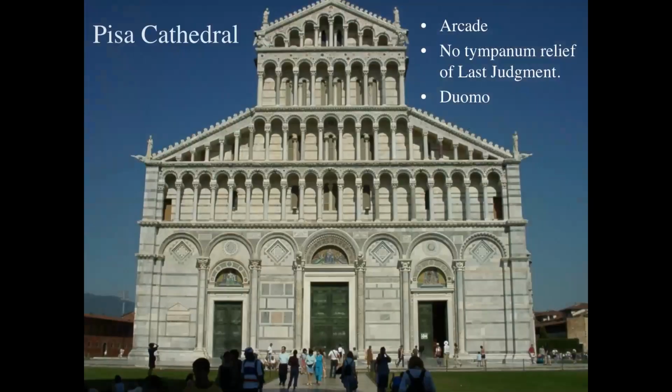So the Pisa Cathedral, you can see the entire thing is faced with marble. Not a cheap thing to do, but certainly available in this area. And unlike the French churches, the Italian churches usually didn't have sculptures in their tympanums. Instead, they had paintings. And a lot of times they didn't have the same sorts of subjects. You would see maybe a Last Judgment or a Christ enthroned.